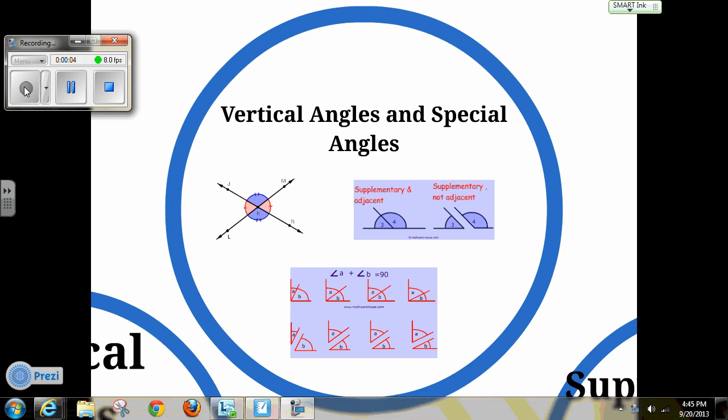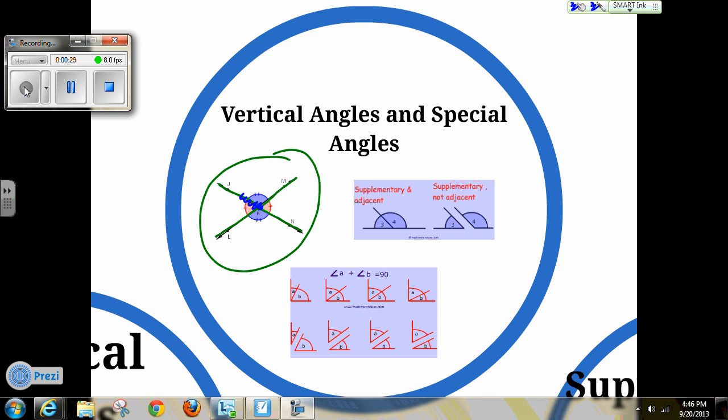We're going to discuss vertical angles and special angles in this presentation. The first step here is taking a look at vertical angles, and those vertical angles just share a common vertex. The red angles here, if I outline them in red and green, do not share a common side. The only thing that they share is the vertex.